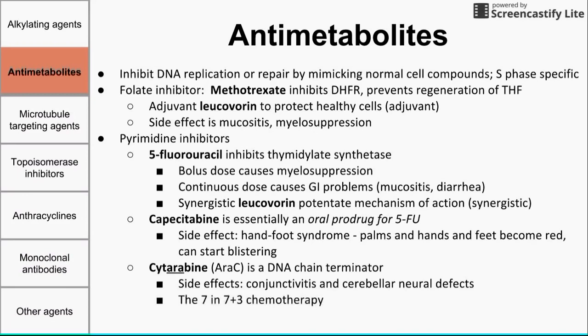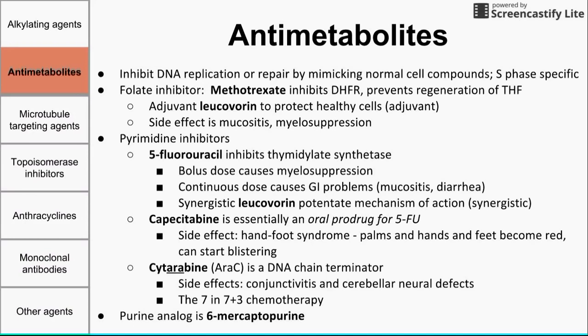It's also worth mentioning that cytarabine is part of the 7-in-3 plus chemotherapy. If you haven't heard of that, it's like a 10-day regimen of chemotherapy that's very common. For the first 7 days, you're going to be administering cytarabine, and that's before 3 days of anthracyclines. We'll talk about anthracyclines in a second.